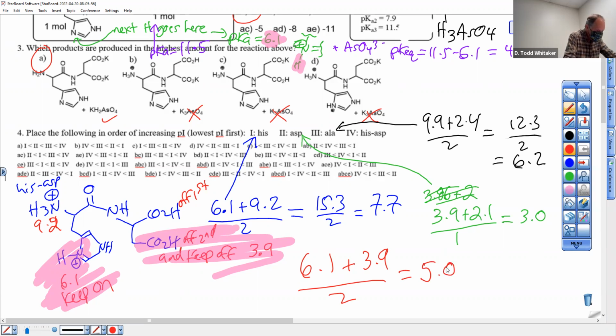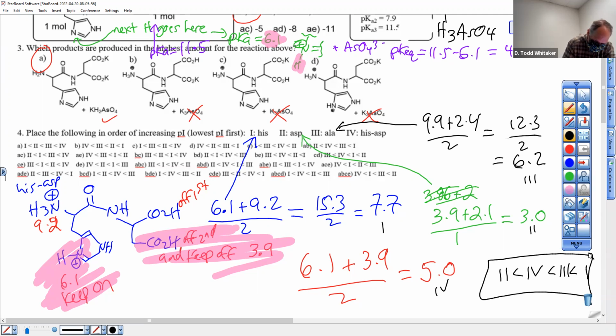And the question is, increasing PI. Lowest was the 3. If you're like me, I have to do this. If I don't do this, I got a random error in there. I should have 4 numbers, right? Oh, this was the 3 right here. So lowest is 3, 2 is 3. Next is the 5.0, which is IV, correct? 3, 5, 6.2, 7.7. And then 3, and then 7.7 is 1.